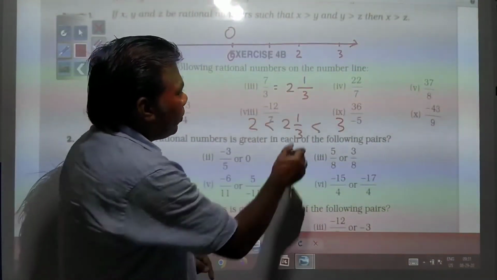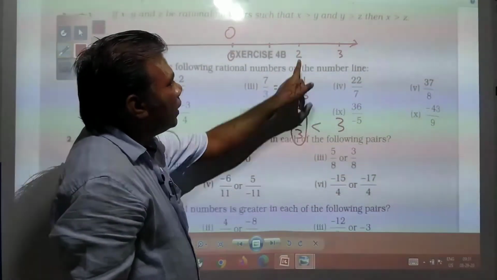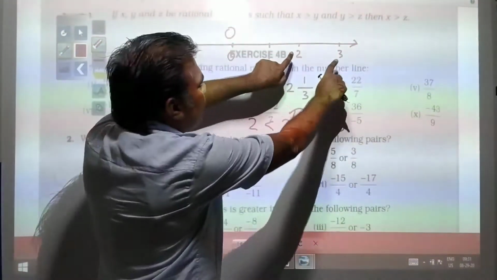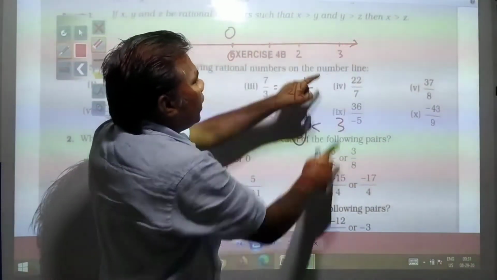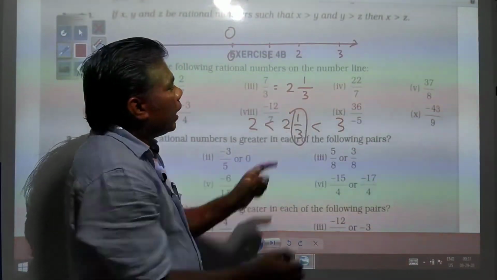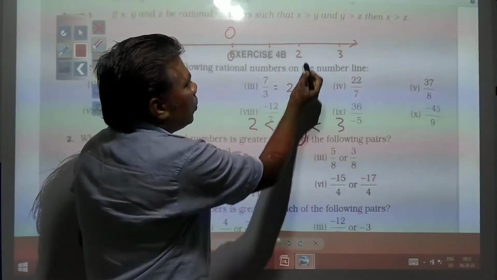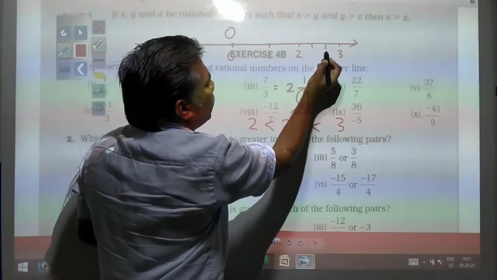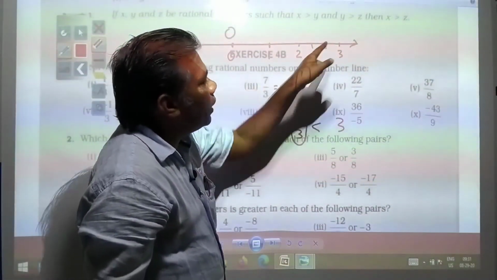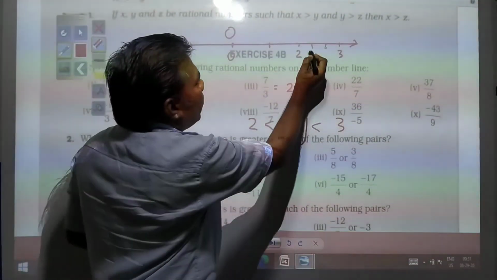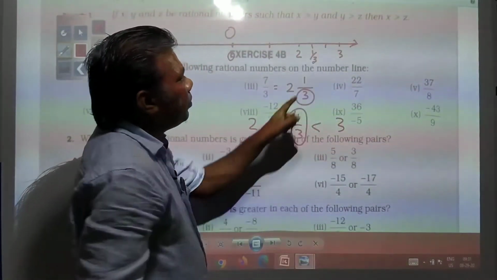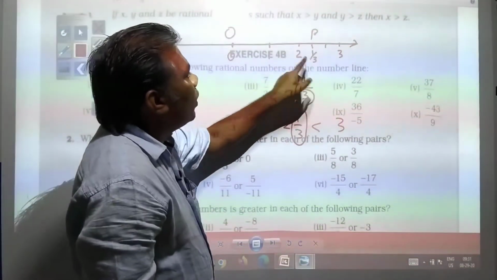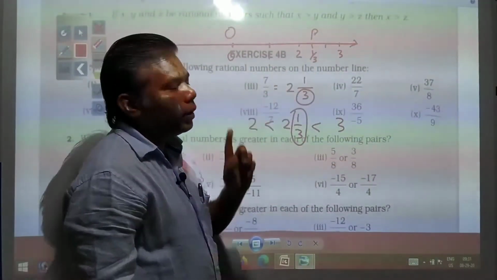So here this fraction what you have, 1 by 3, this is required to be found out, where it will be. So this section what you have, 2 and 3, this unit is required to be divided. Here now you see you have denominator 3, so this is required to be divided into 3 equal parts. So 3 equal parts you have, 1, 2, 3. Now 1 by 3 you will have this one. So this point P, suppose you have, this point P will be your 2 whole 1 by 3.